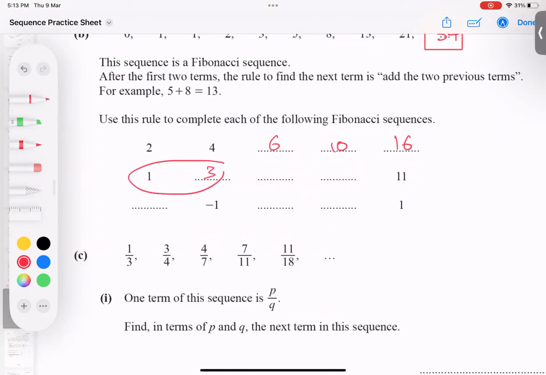Try with 3. 3 plus 1, I get 4. 3 plus 4, I get 7. 4 plus 7, I got 11. It means it's correct now.